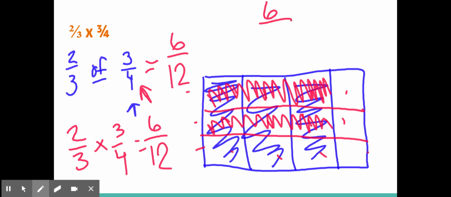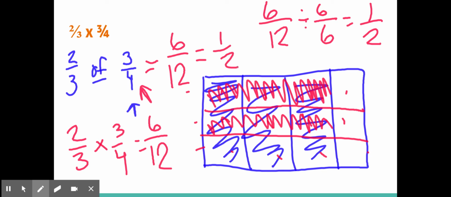Remember, we can also simplify this fraction. What can I divide both 6 and 12 by? Well, I can divide both of them by 6. So I get my product of 6/12 or 1/2. Remember to pause as you need. All right, let's go ahead and look at another one.